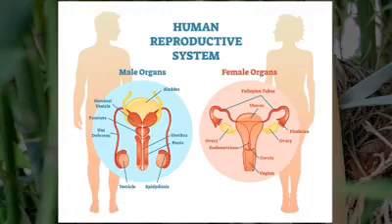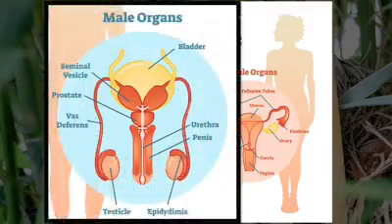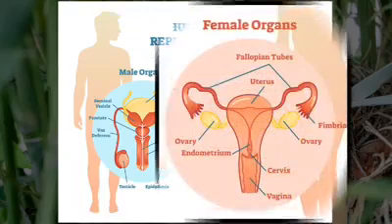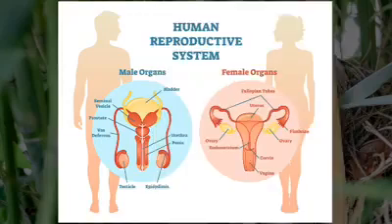So, let's start with the male reproductive system. As you can see, there are many parts which interplay in order to nourish the sperm. And in female organs, there are also many parts working together to produce healthy egg cells. So both the male and female reproductive systems are important for life to occur.